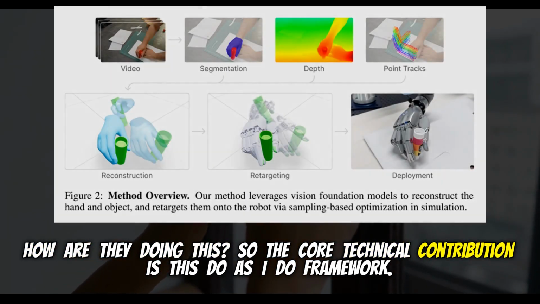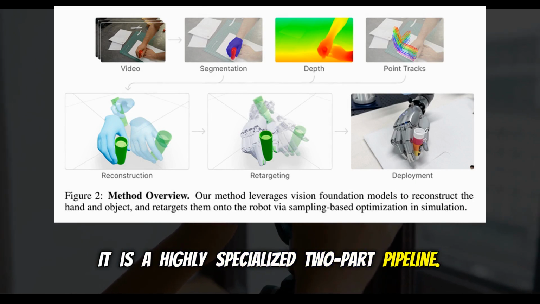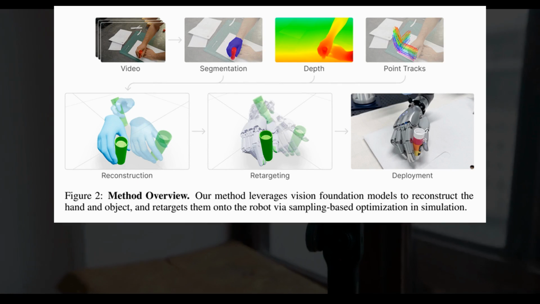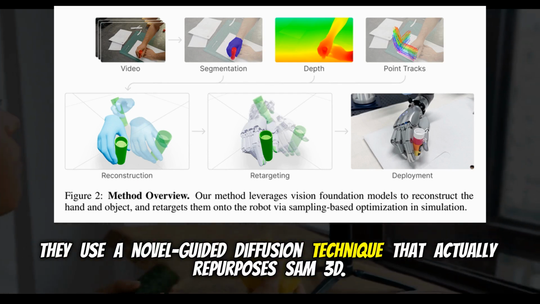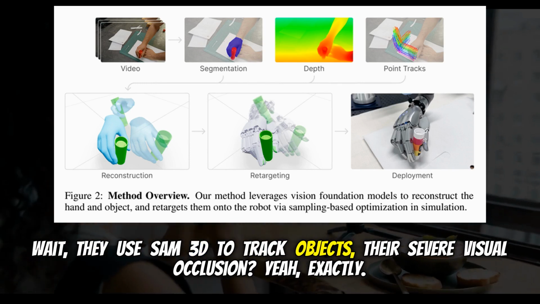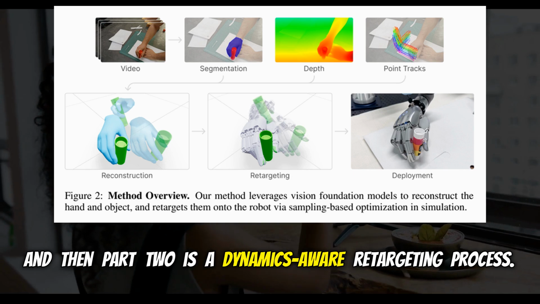So the core technical contribution is this Do As I Do framework. It is a highly specialized two-part pipeline. Okay, part one. Part one is a 4D hand-object reconstruction process. They use a novel guided diffusion technique that actually repurposes SAM3D. Wait, they use SAM3D to track objects through severe visual occlusion? Yeah, exactly. And then part two is a dynamics-aware retargeting process.